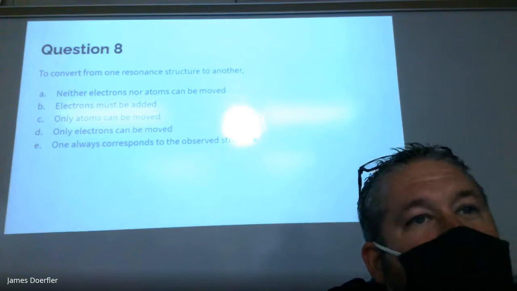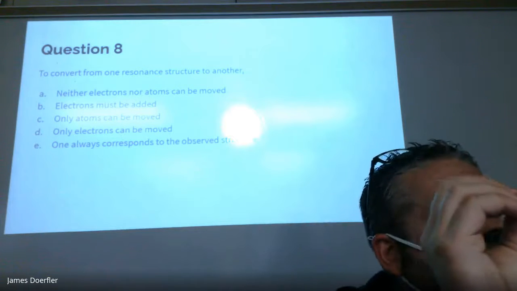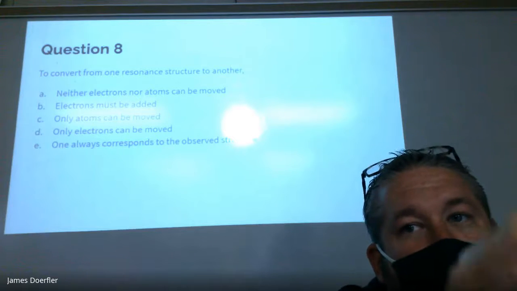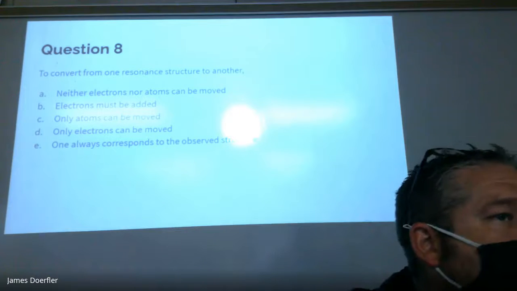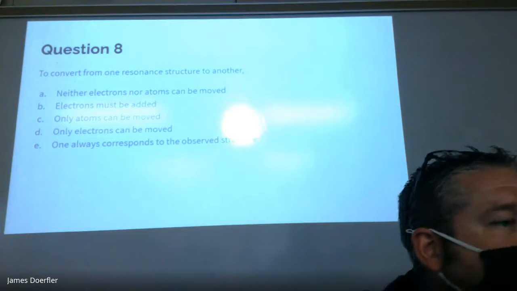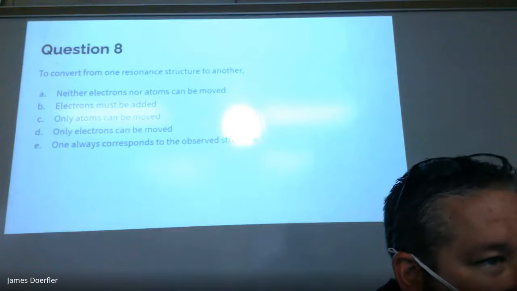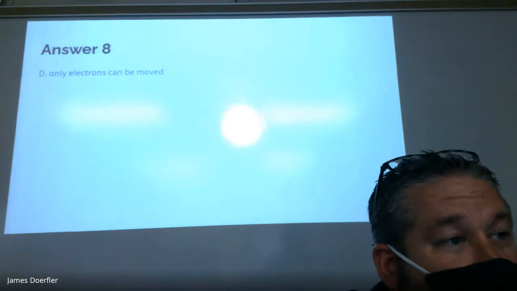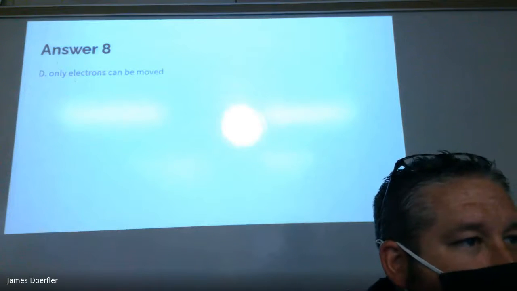Well, when we were talking about resonance structures, what we're talking about is the movement of electrons. Since electrons are the ones that are involved with bonding, resonance structures are the movement of electrons to form other bonds, whether it be double or back to single, between similar elements. So that's why D, only electrons can be moved, is the best answer. Atoms are not moving. It's simply the electrons.